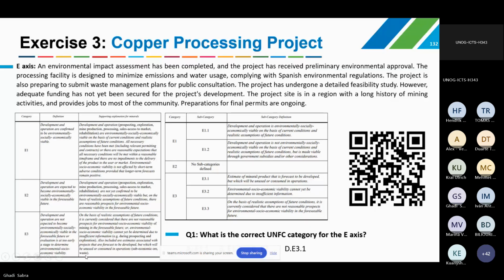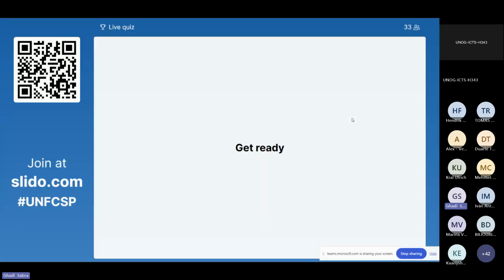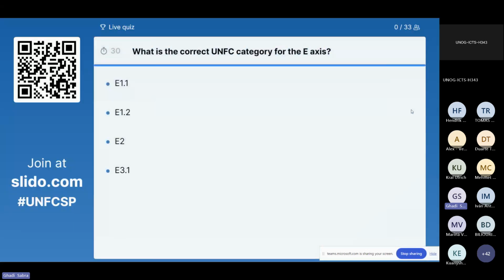So what is the E-axis category in our case? Is it E1.1, E1.2, E2, or E3.1? Again, E1 being viable, E2 potentially viable, E3 non-viable. Let's go to Slido. I will be a bit quicker here, but no worries, everything will be made available later on. So what is the right answer for this copper processing project on the E-axis? 1.1, 1.2, 2, 3.1.